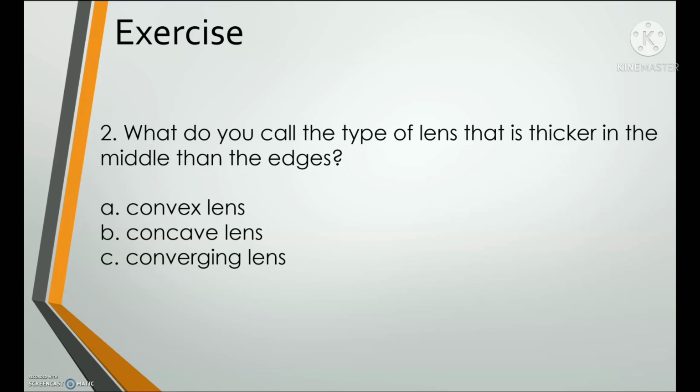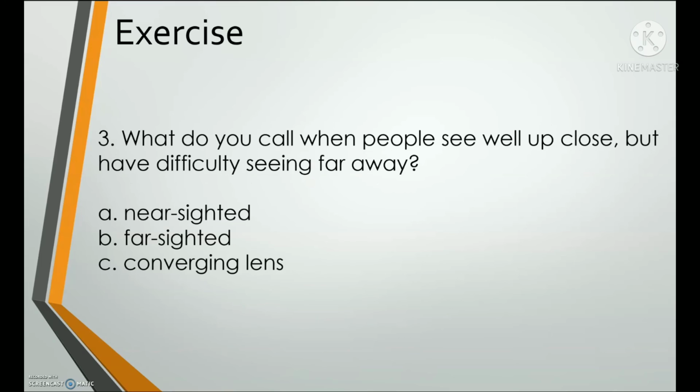A. Convex lens, B. Concave lens, or C. Converging lens? Number 3. What do you call when people see well up close but have difficulty seeing far away?